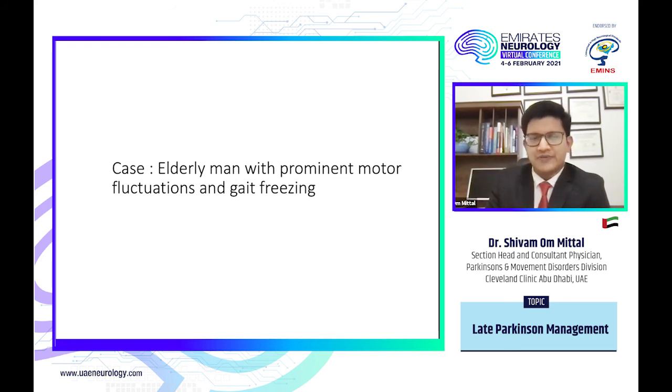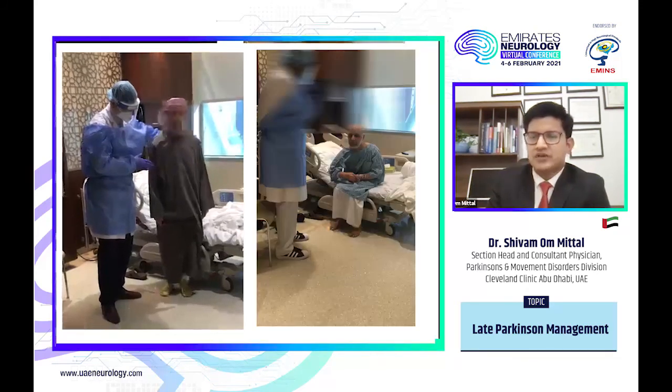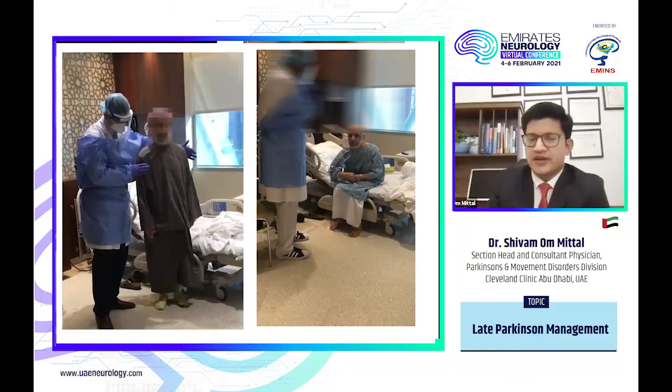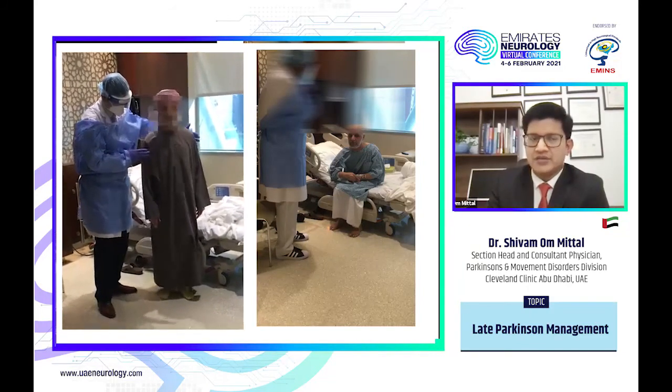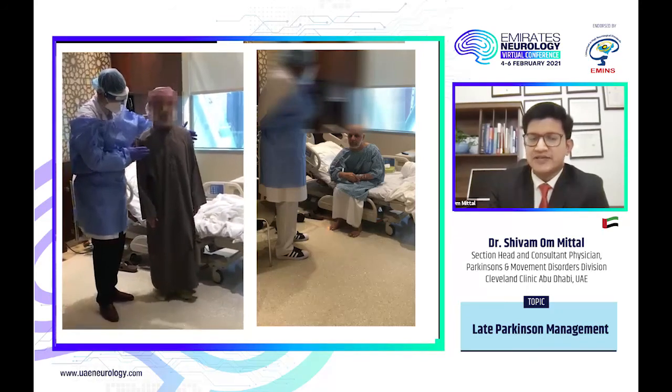We'll move to the pump therapies with some patient examples here. An elderly man with prominent motor fluctuations comes to your clinic. This patient already had DBS done around 15 years ago. He comes to see me and says that he has prominent gait freezing.